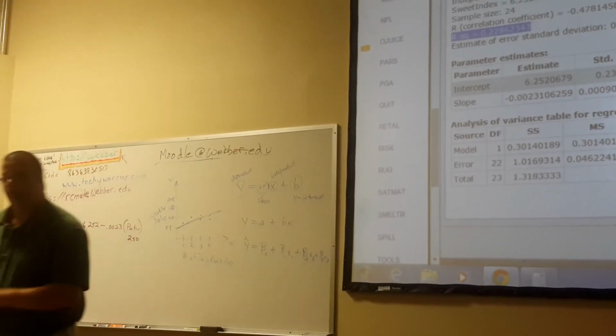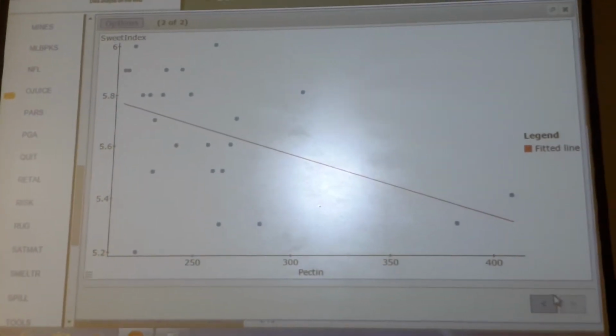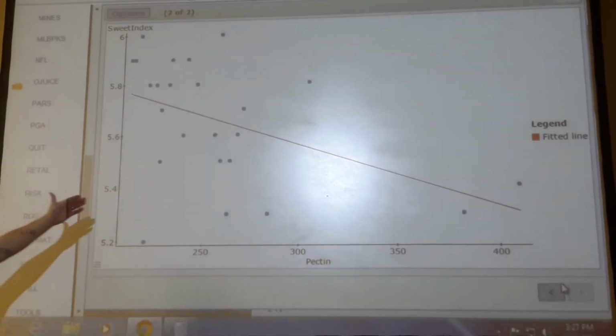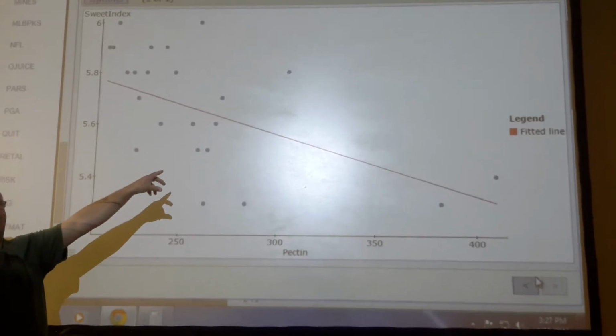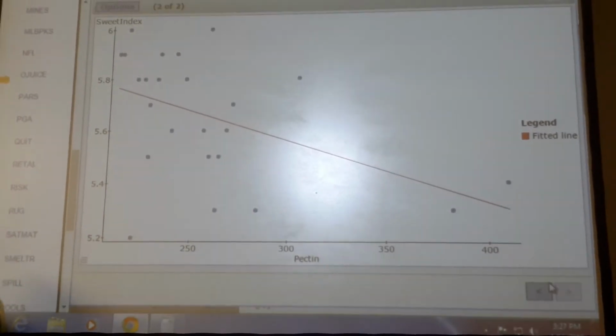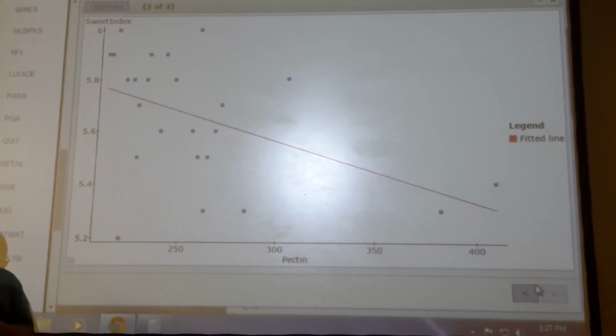We could also look at our output here and see this graph, and that shows that those dots that were generated really don't fit very nicely on that line. So we would have to come up with maybe some other variables that could go into predicting that sweetness index.